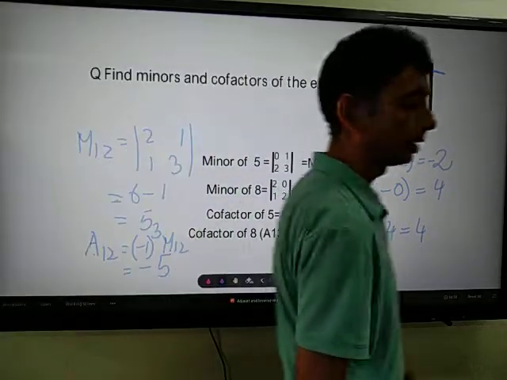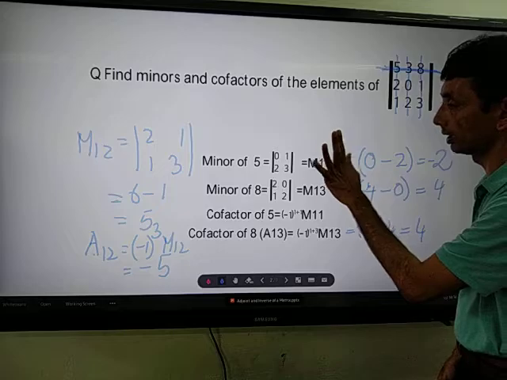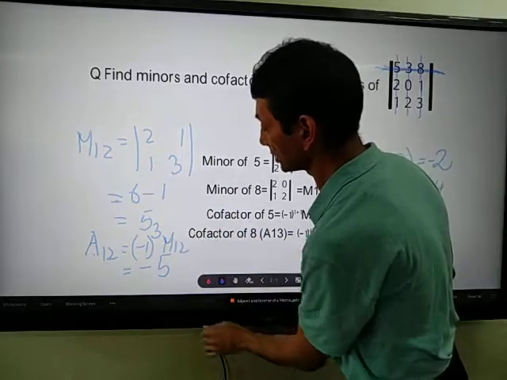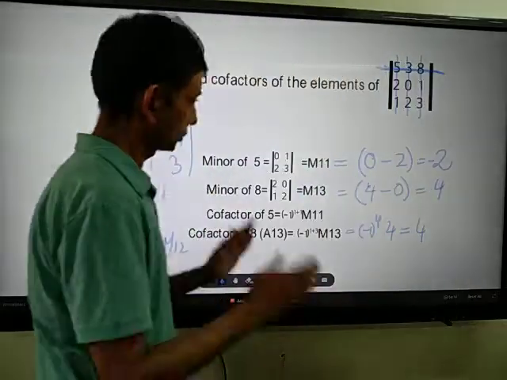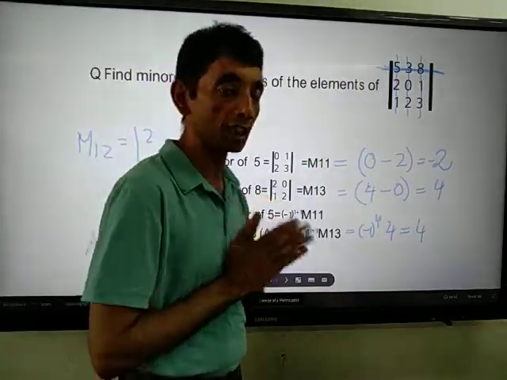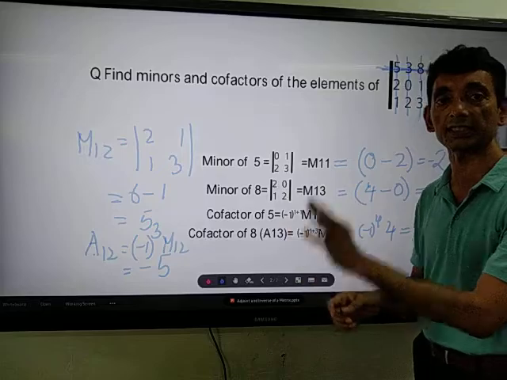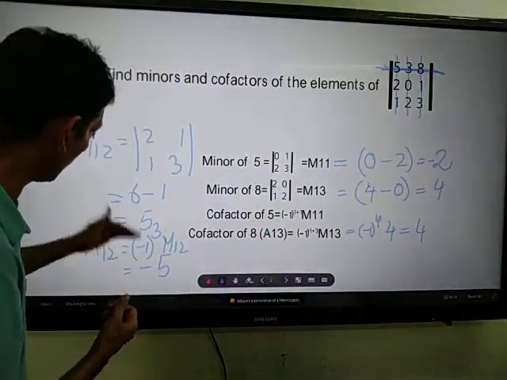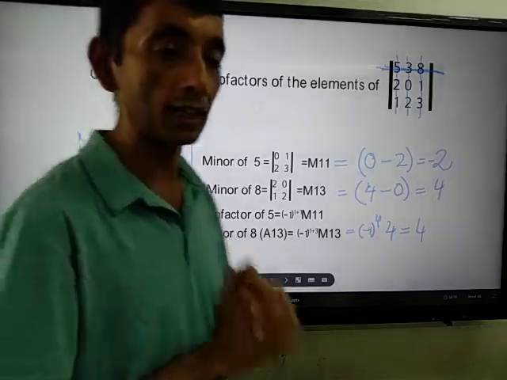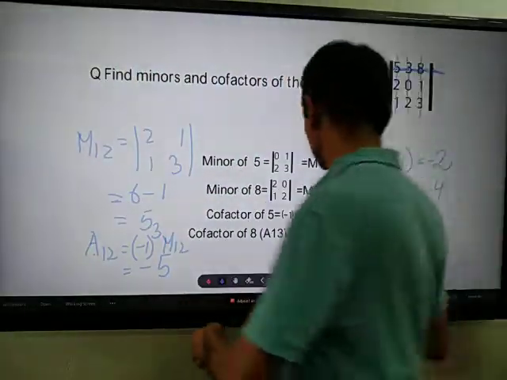So what have we said? For element 3, the value of the minor is 5, and the value of the cofactor is minus 5. So for those elements where the sum of the suffixes is an odd number, the value of the minor and the cofactor will differ by a sign. Let us move ahead.